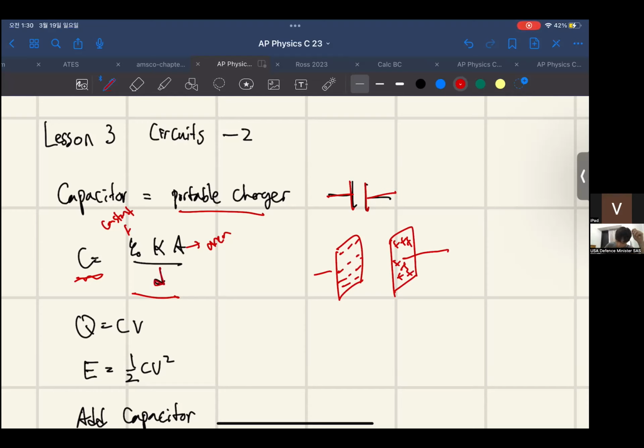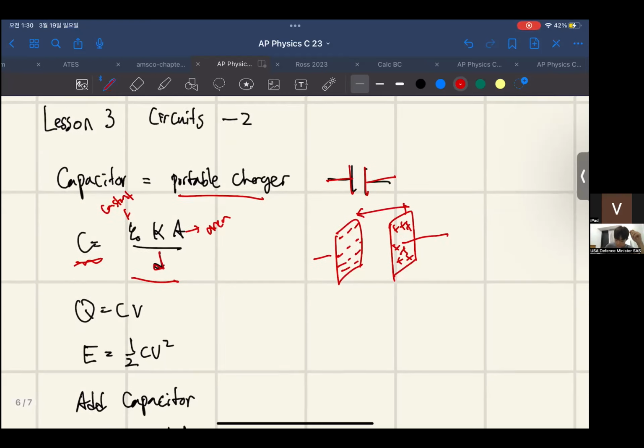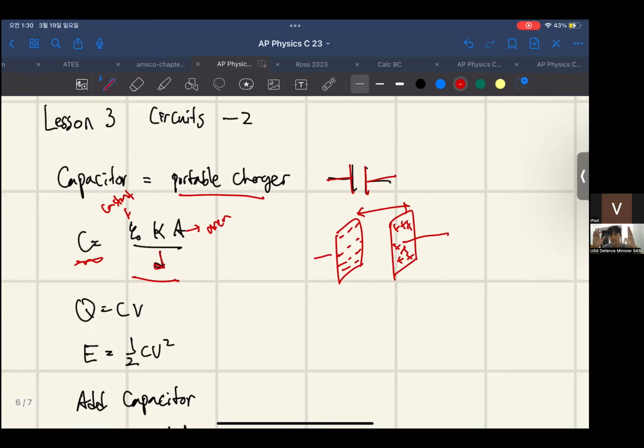Now, D is the distance between the two plates. And think about it. If the distance between the two plates is farther away, it basically means that the attracting force between the negative charges and the positive charges would be lower. Thus, there will be less negative and positive charge stored in each plate. Thus, D is in the denominator, so that when the distance between the two plates increases, the capacitance decreases, and when the distance between the two plates decreases, the capacitance increases. So that's why you have A and D.